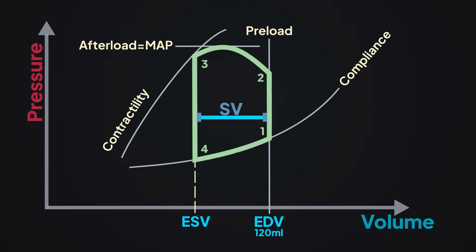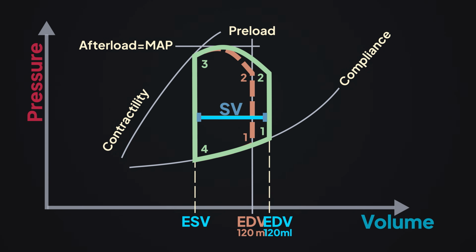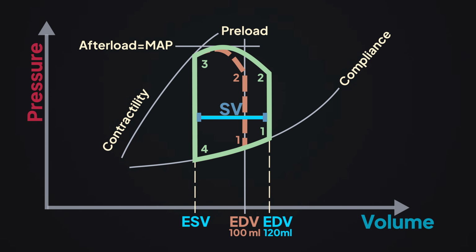Now let's look at decreased preload. This means we have less blood coming into the left ventricle, so our end-diastolic volume moves to the left. With less blood to pump, the stroke volume drops, and the entire graph becomes narrower.